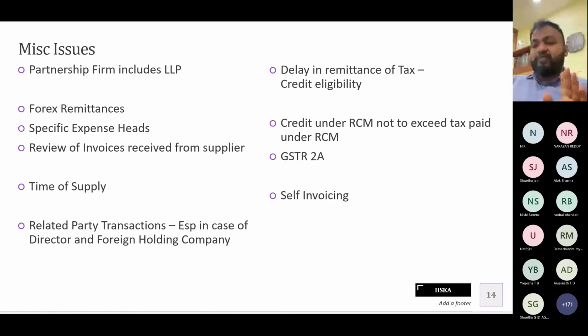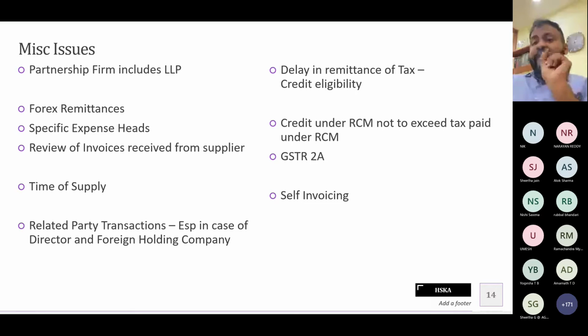Okay, but for the purpose of GST, wherever they've used the word body corporate, LLP will not get included. So if you are an LLP and you have received services for which GST is liable under reverse charge mechanism, if you are a body corporate, you are not required to pay tax under reverse charge mechanism because you are not a body corporate for the purpose of GST.